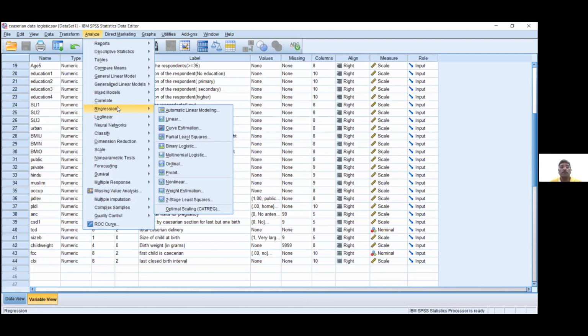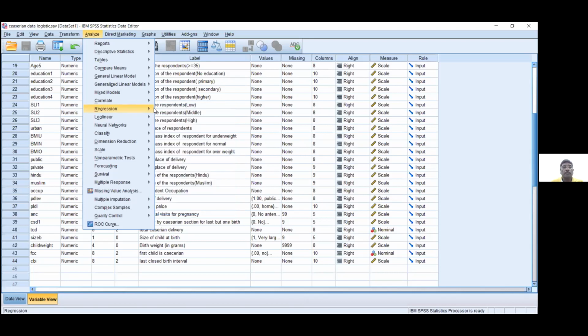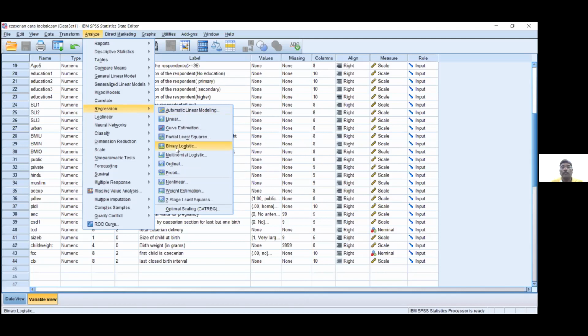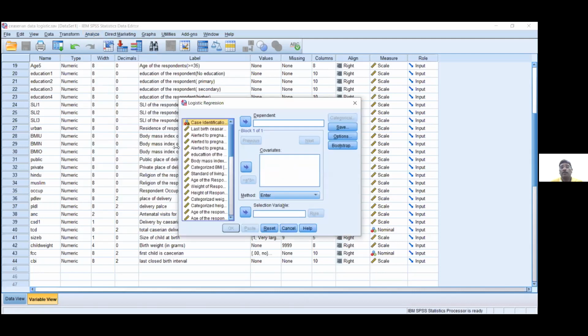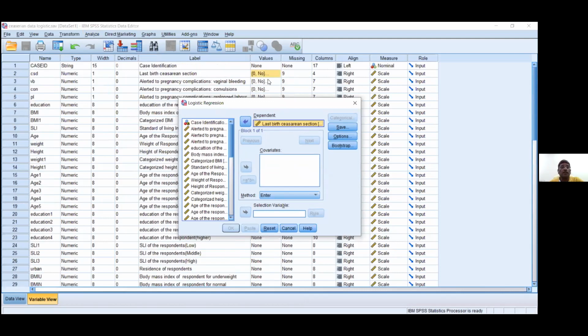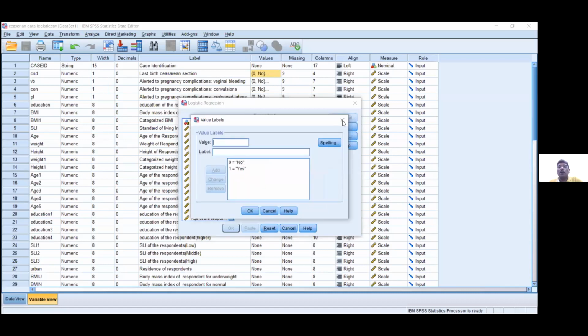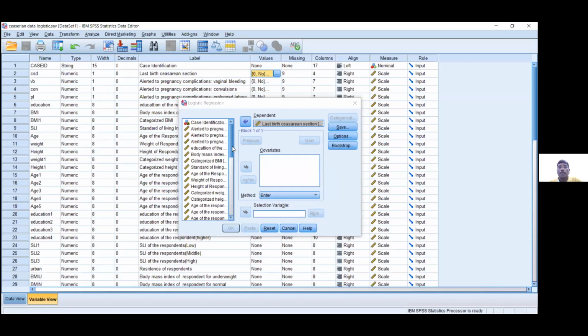Students, you are watching how to perform this logistic regression, because you don't have the data now. In regression, we go to the binary logistic. This last birth is the dependent variable. There are only 2 categories there. Last birth is cesarean or not cesarean.